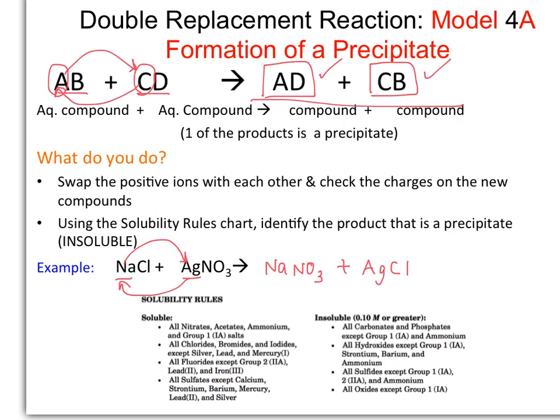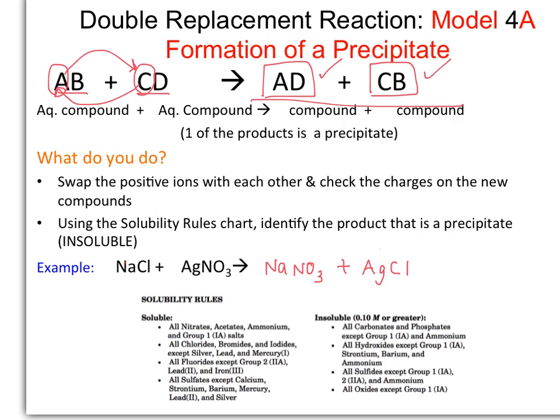And I do need to check charges. Both the sodium and the nitrate have a positive 1 and a negative 1 charge, so those will neutralize, and so does the silver and the chlorine. So they are actually good to go, and now all we have to do is balance this. And the great thing about this one is it is already balanced. Now the last thing we have to do here is find the precipitate.